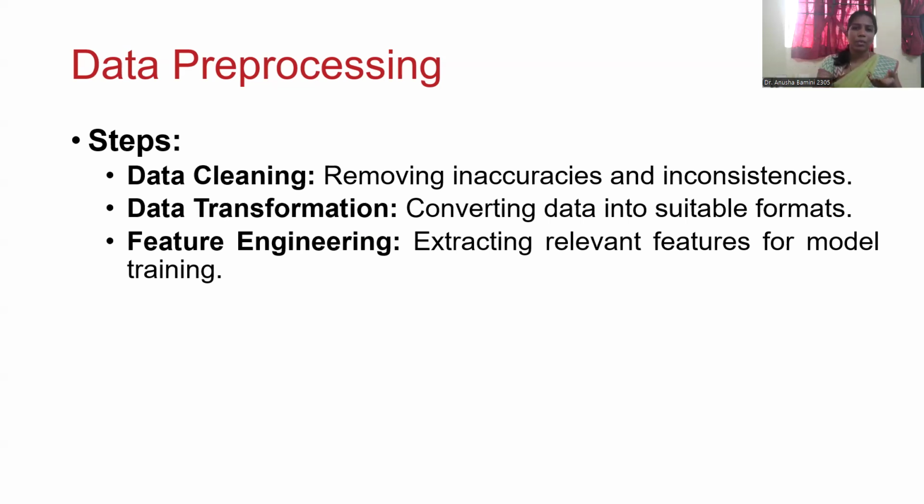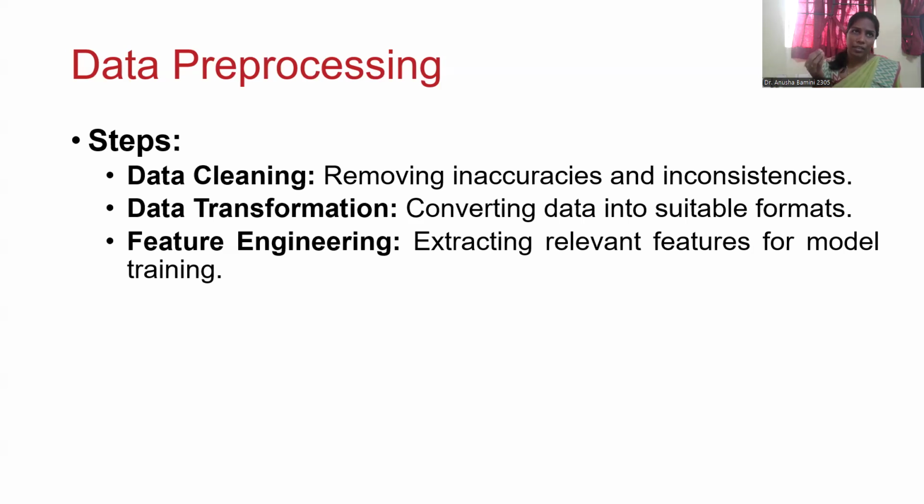Then data transformation means converting the data into a suitable format. Sometimes the data sets may be in different formats while you are importing an input file, a CSV file, to a model. The data set may be in a common format, the same format. So we are converting the data into a suitable format, which means we need a CSV file as the input. That is called data transformation, and in feature engineering, extracting relevant features for model training.